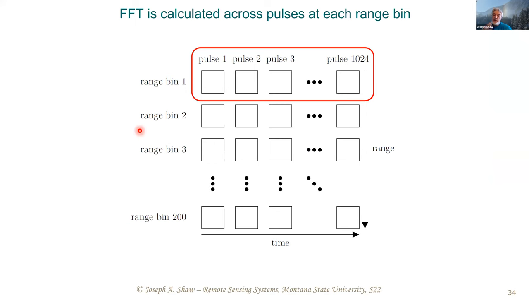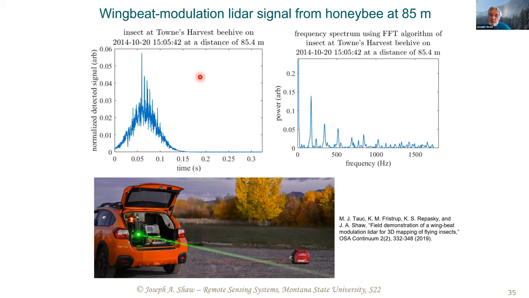Here's what we do. We send out the pulses, and for each pulse, we collect signal at each range. So we have range bin 1, 2, 3, all the way out to about 200. And at each range, we collect signals for multiple pulses, about 1,000 pulses. And that 1024 point electronic signal is a time domain signal, because this is pulse number 1, pulse number 2, pulse number 3. So that's time 1, time 2, time 3. So this creates a time domain signal. We take the Fourier transform of this signal, and it produces a spectrum.